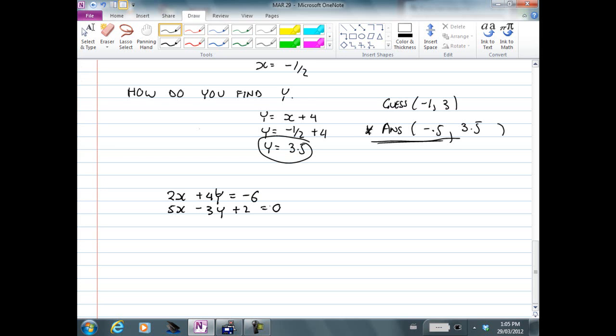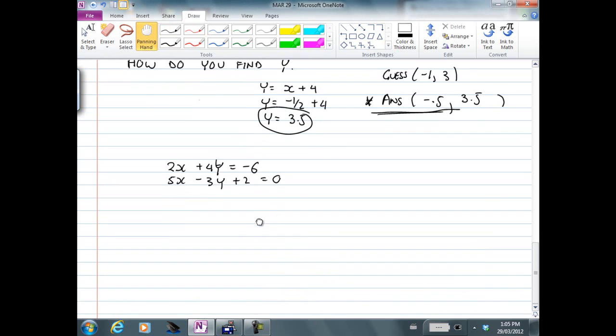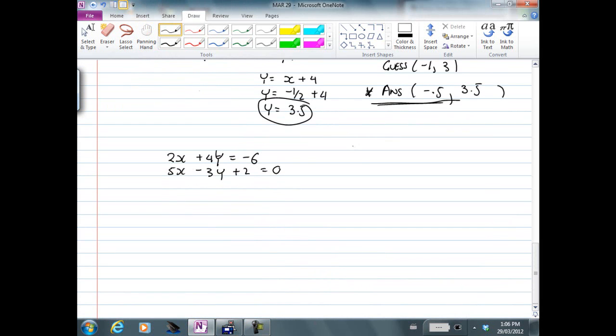If I were to plot these two lines, what is my intersection going to be? First thing you're going to do is set it up. I'm going to help you set it up, keep it nice and simple. You have 2x plus 4y plus 6 equals 0. 5x minus 3y plus 2 equals 0.